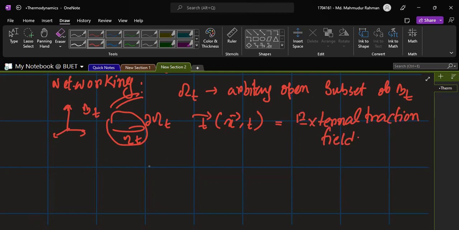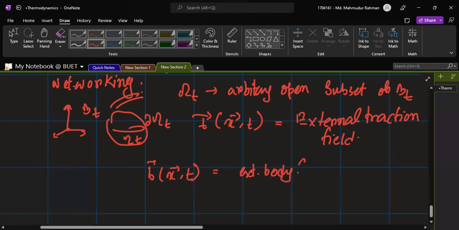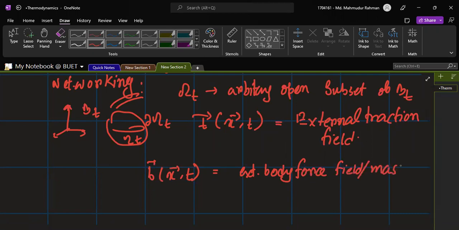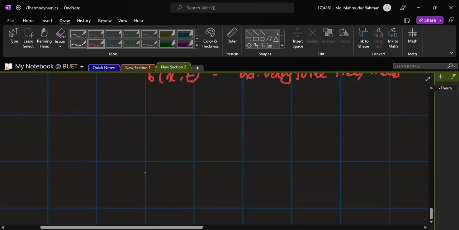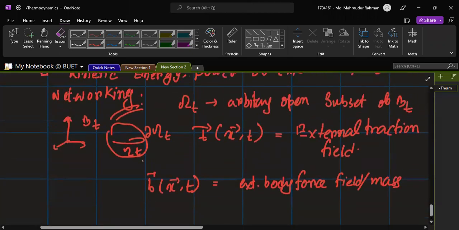And suppose we have another field. This is the body force field, a vector B of x of T. This is the external body force field per unit mass. What we're going to do, I'm going to motivate the expression for the power.